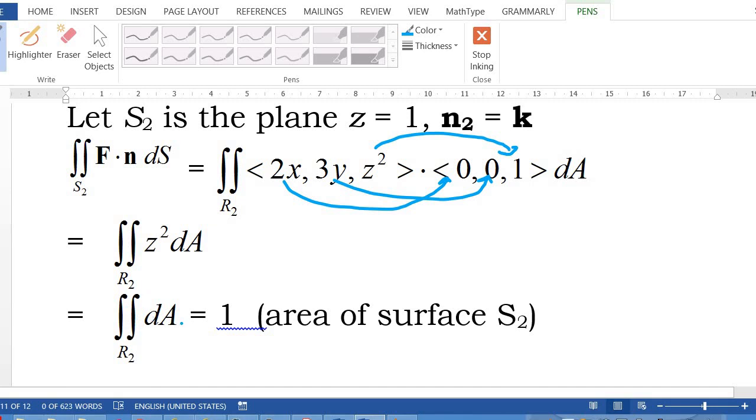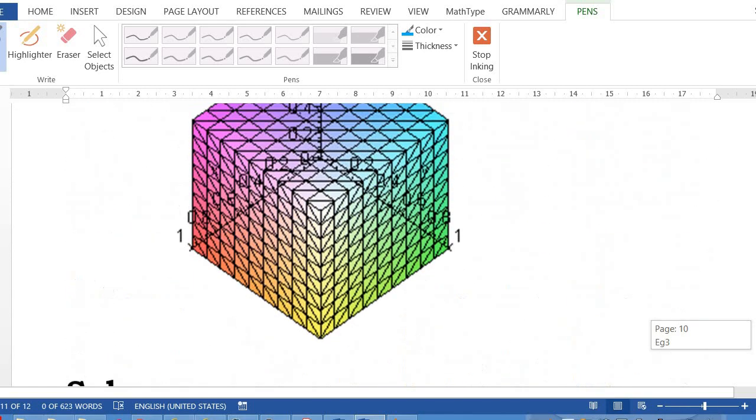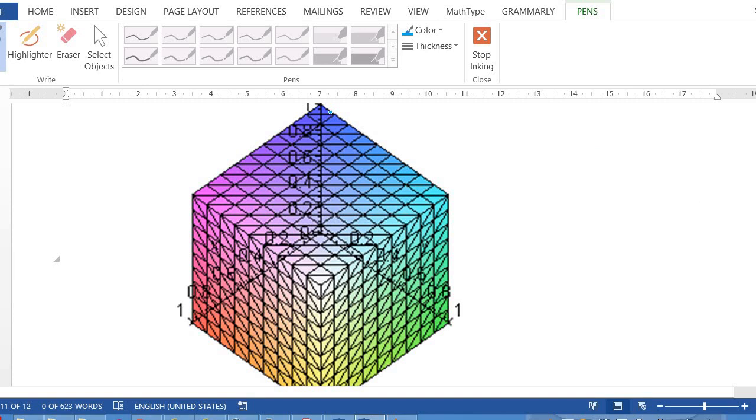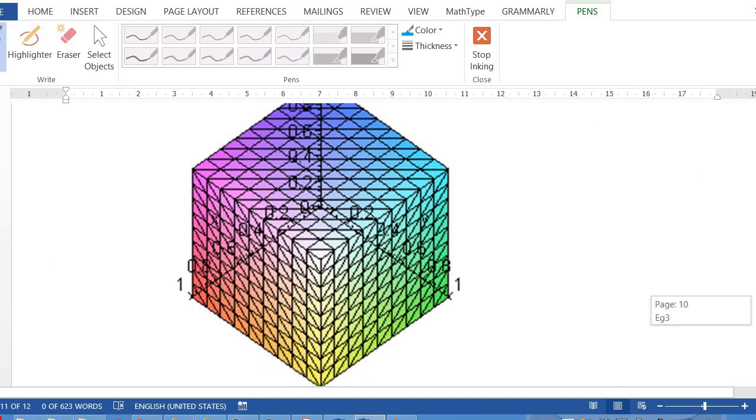So you have a double integral dA over region R. This is actually on surface S2, because you have a unit cube. Each of the surfaces, and you have 6 surfaces, the area is actually 1 unit. Because this represents the area of surface S2, which is equal to 1 unit. Because what you have is a unit cube. Each surface, their area is 1 unit.